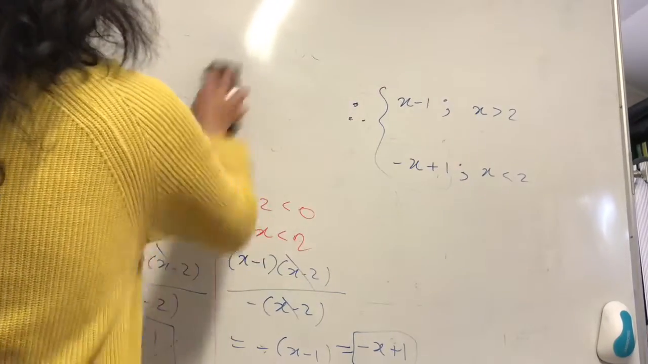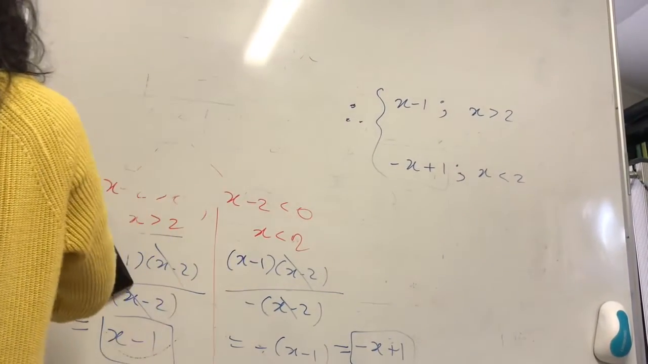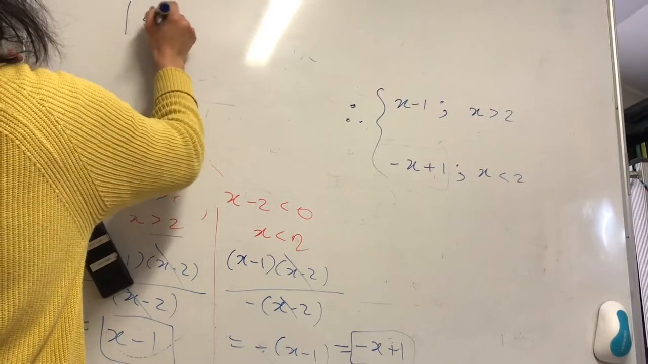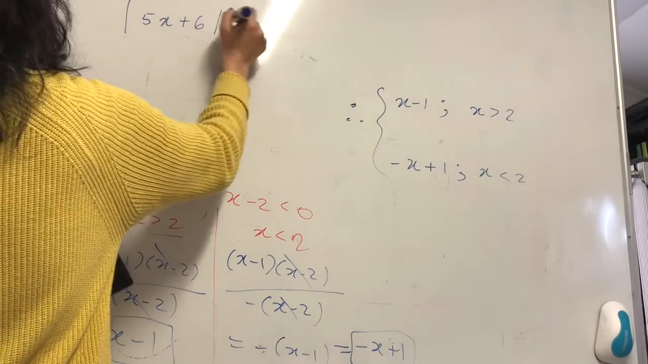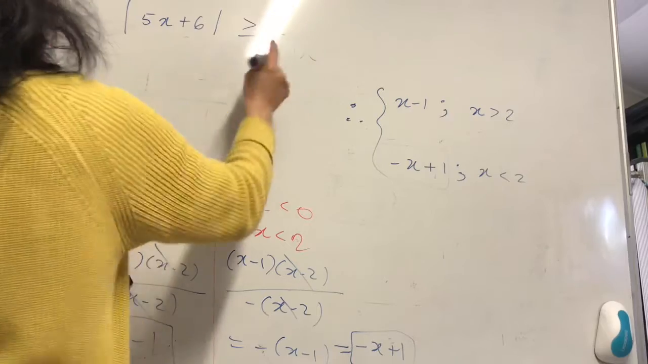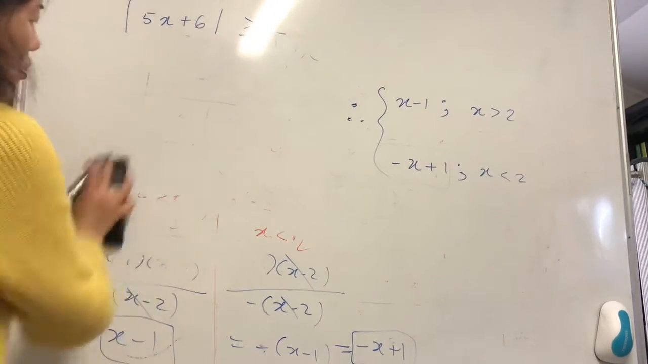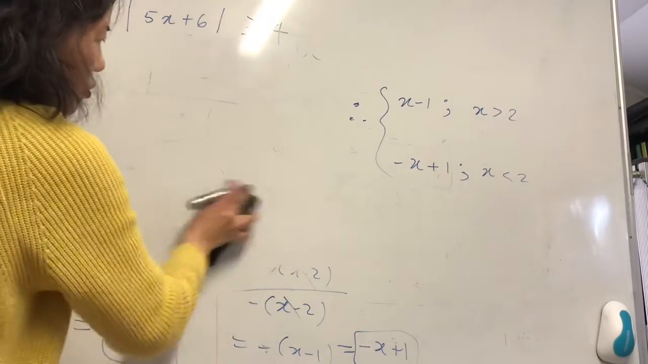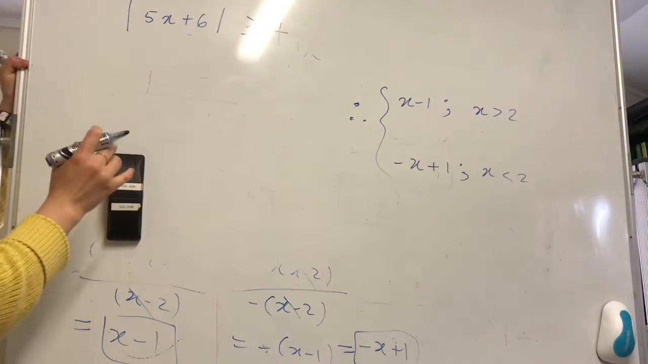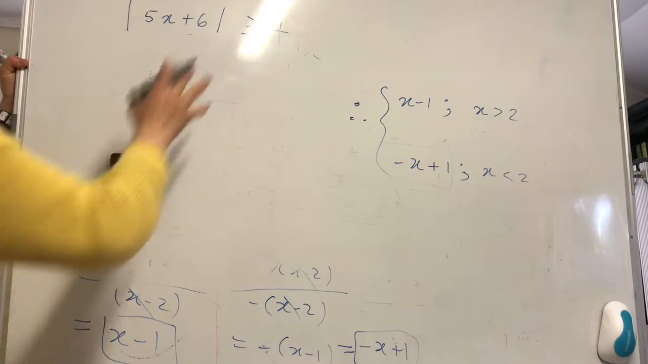So, I want you to have a go at these questions. 5x plus 6, bigger than or equal to 4. So you can't use the shortcut that I was talking about, can you? It has to be less than.